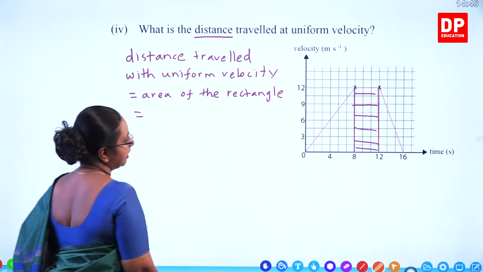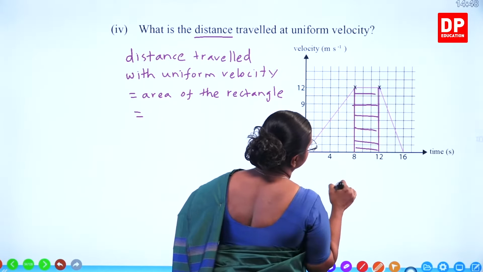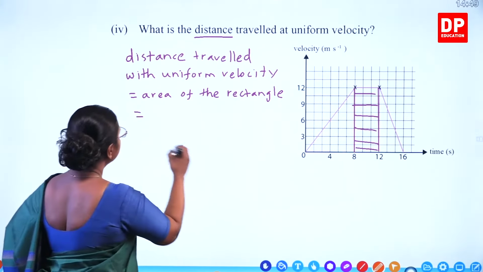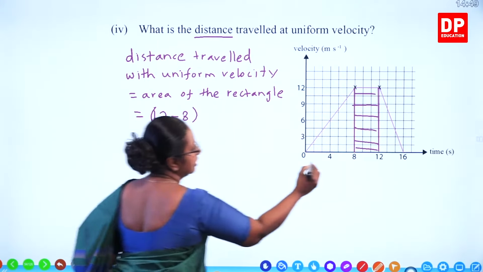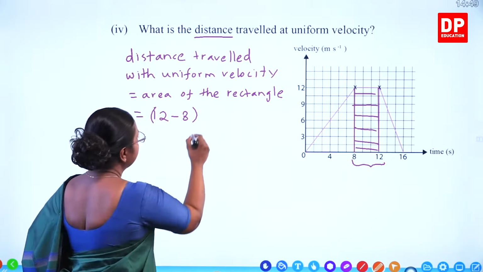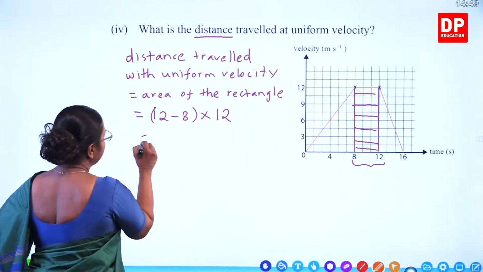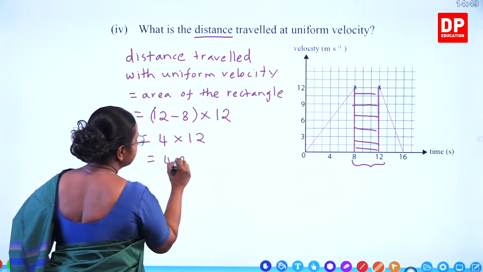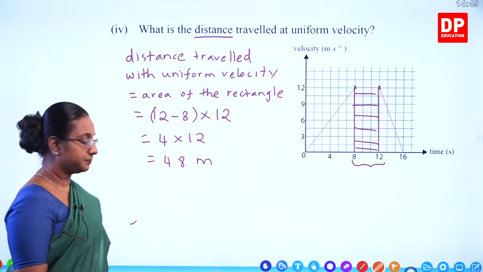For the area of the rectangle, we need to multiply the length into breadth. So 8 to 12 is the length of the rectangle. It has to be 12 minus 8, only this particular distance. So 12 minus 8 into the height 12. So that will be 4 into 12, 48 meters again. Distance, the unit is meters.